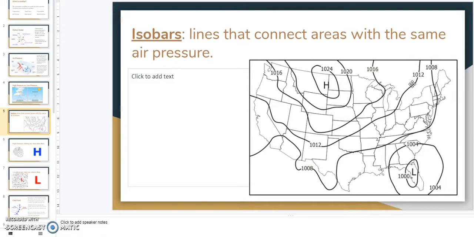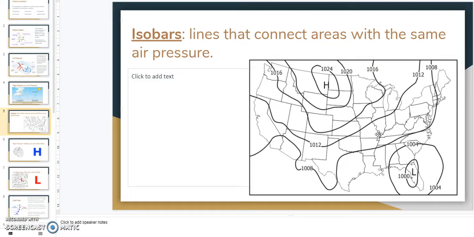Every location along this line has an air pressure of 1012 millibars. Every location along this line has an air pressure of 1016 millibars. What would my air pressure be if I lived right here? Well, I don't know exactly what it would be because I'm not on a line, but I do know that my air pressure is going to be less than 1012, but more than 1008, because I'm sitting here between 1008 and 1012.